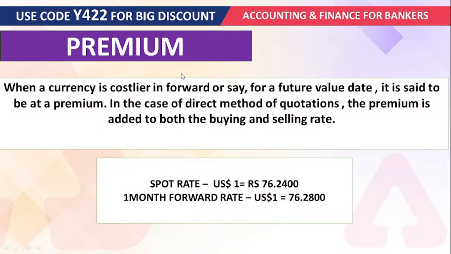Okay, now we are going to understand another important thing: what is premium and what is discount. While we solve the questions of foreign exchange arithmetic, this is a very important thing to understand. In the definition, when a currency is going to be costlier in forward, or for a future value date, it is said to be at a premium. In the case of the direct method of quotations, the premium is added to both the buying and selling rate. So when does the case of premium arise? Let us understand it with a good method.